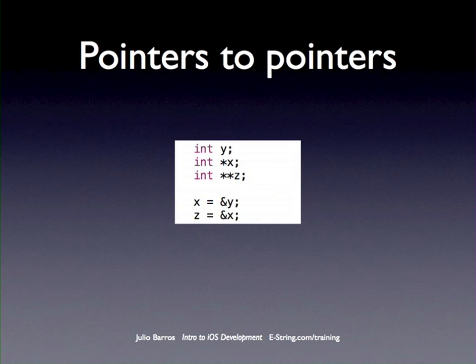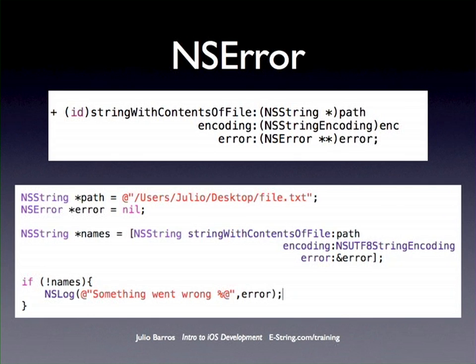You can also have pointers to pointers. Here we are saying that Z holds the address of a variable that holds the address of an integer. Z is a pointer to a pointer to an integer. Again, you won't see this too often except for one situation: error handling.